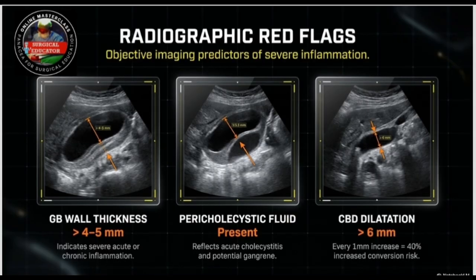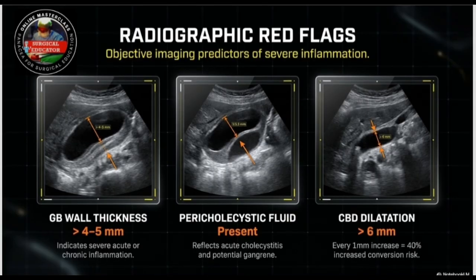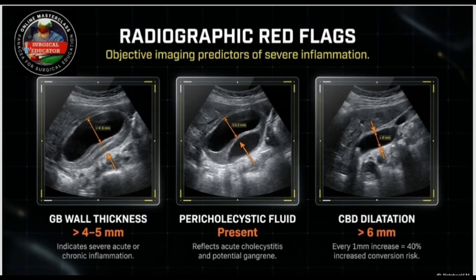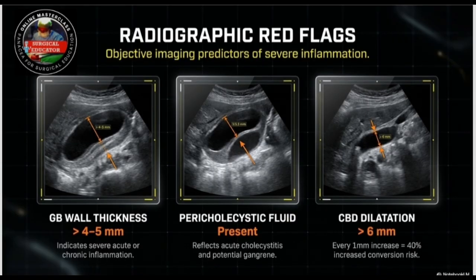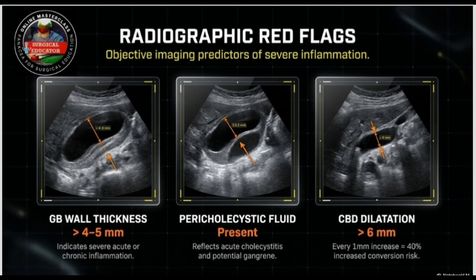And that 40% per millimeter jump reflects the compounding complexity. A 7 millimeter duct drastically changes the approach. An 8 millimeter duct means you're navigating a pressurized system where one misplaced clip could sever the patient's primary bile flow. It shifts the mindset from, I think I can manage this, to the objective math tells me this is highly dangerous. Absolutely. So we have the patient profile, the blood work, the ultrasound. We know exactly what we're dealing with.